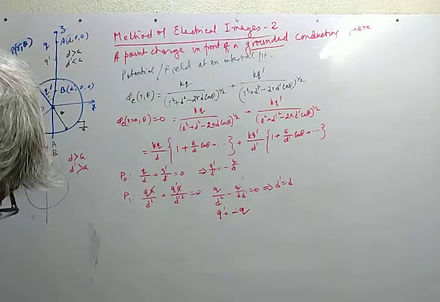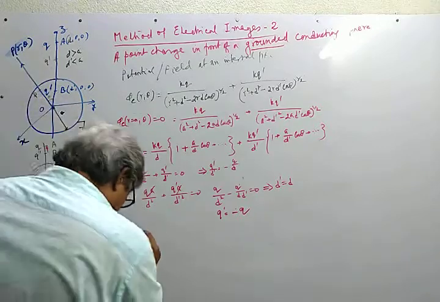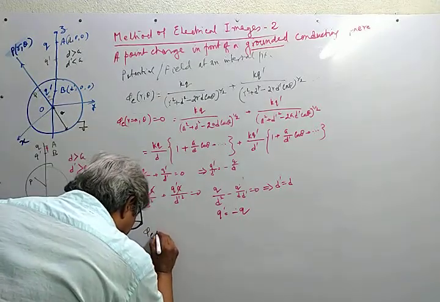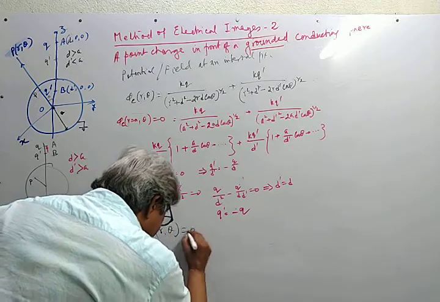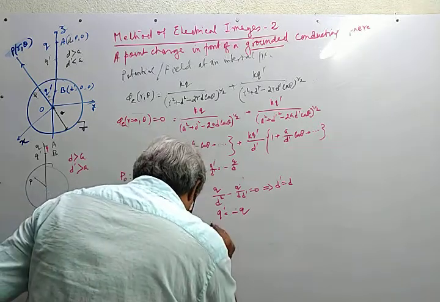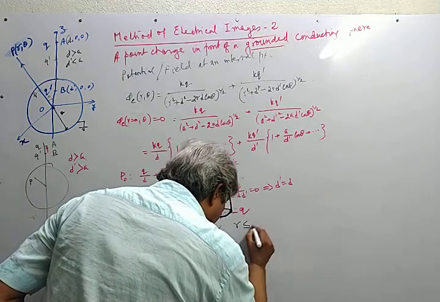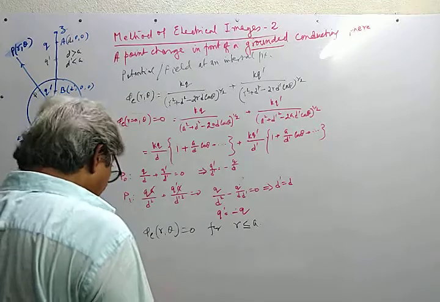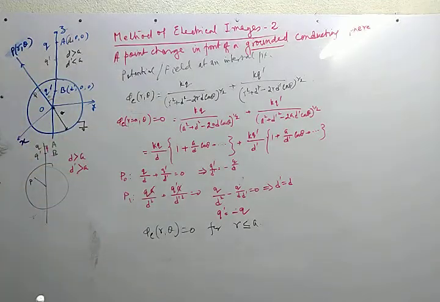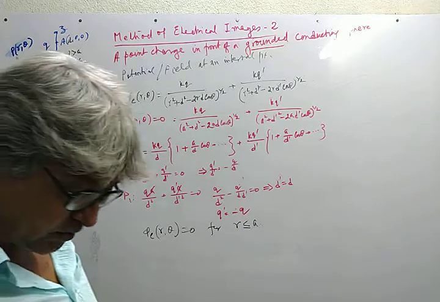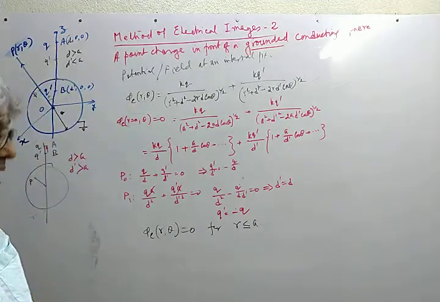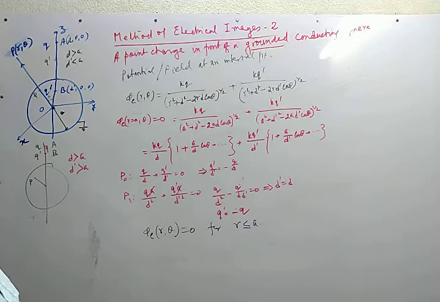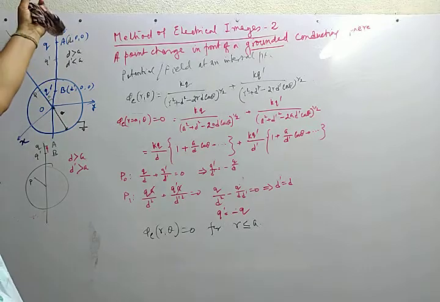So we conclude that phi_e at (r, theta) is 0 for r less than or equal to A, and this is the result, which corroborates with our earlier knowledge. In the next class, we shall consider the situation where the inducing charge is placed inside the sphere, and we find out the field.